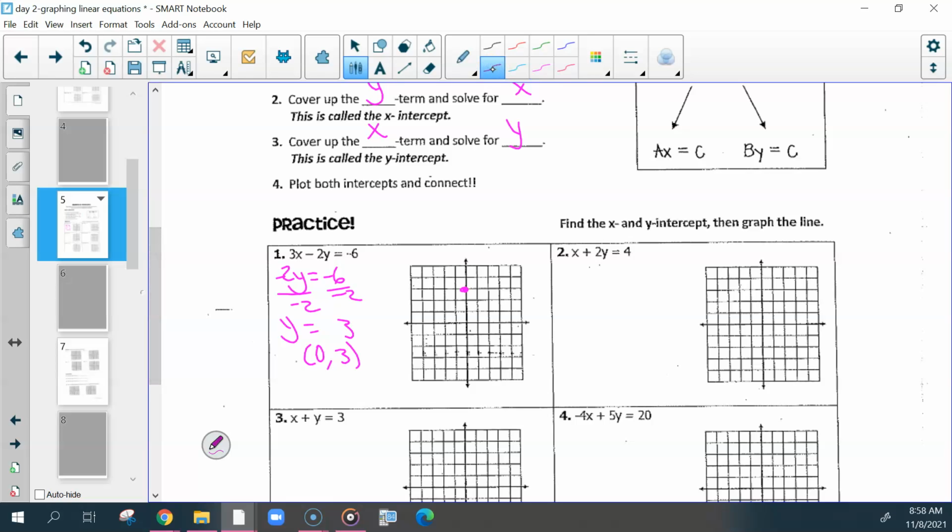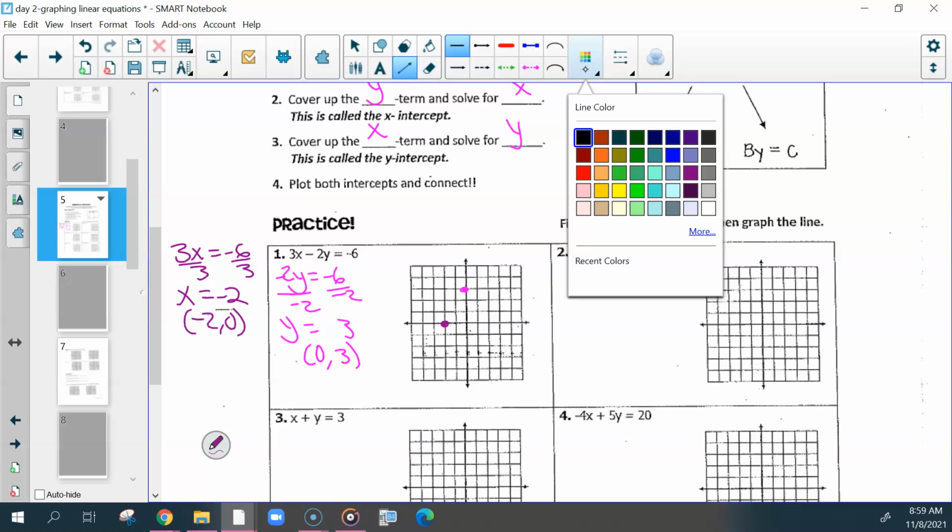For my x term, I would cover up the middle term and see what's left, which would be 3x equals negative 6. I would solve for x, and then plot that point. Because we have 2 points, we can make a line. So from your x and your y-intercept, you're going to connect those two and just make a line. You're done.